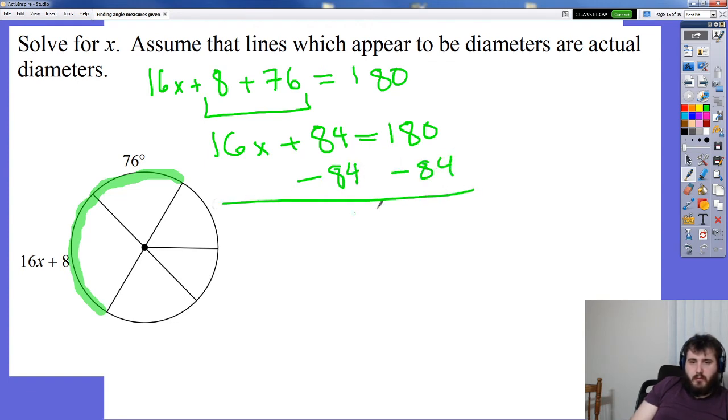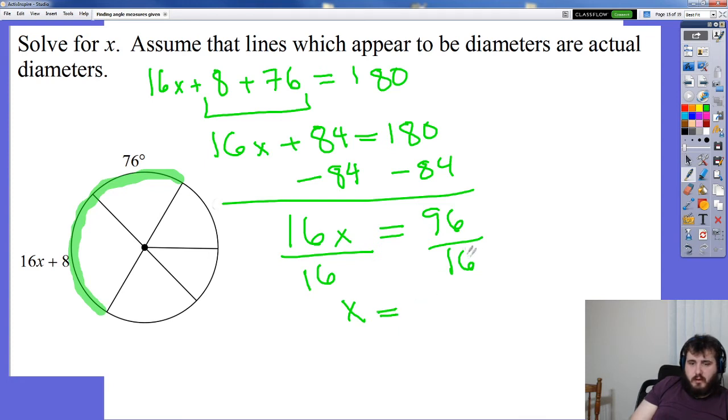We subtract 84, we get 16x equals 96, right? And then we can divide by 16. 16 times 5 is 80, plus 16 more is 96. So 16 divided into 96 had better give you an answer of 6 for x. And again, is that what they want? Solve for x. Hey, look, we did it.